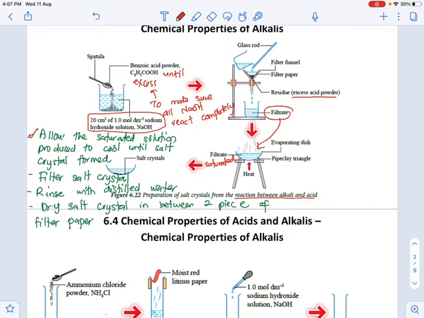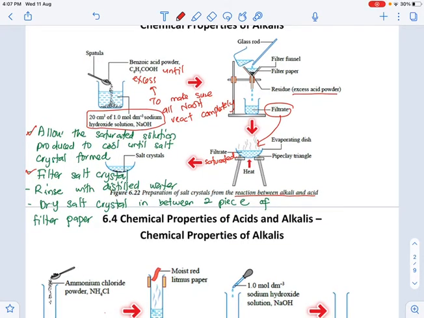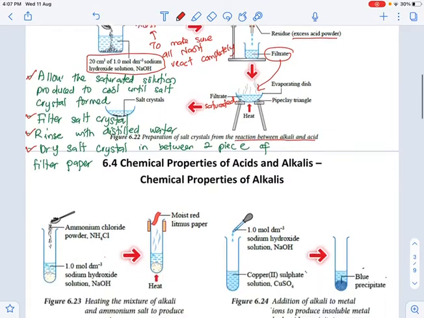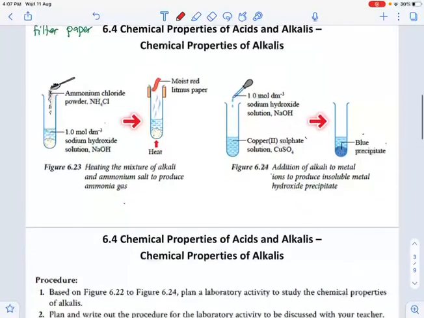When the salt crystals form, filter the salt crystals and rinse with distilled water. And lastly, dry the salt crystals in between two pieces of filter paper. Okay. Second, the chemical property of alkali is heating the mixture of the alkali and ammonium salt to produce ammonia gas. Okay, look at figure 6.23.